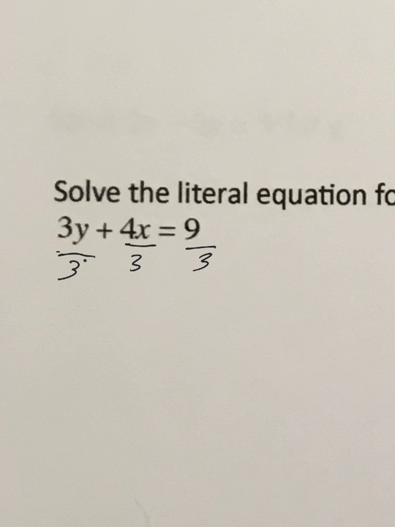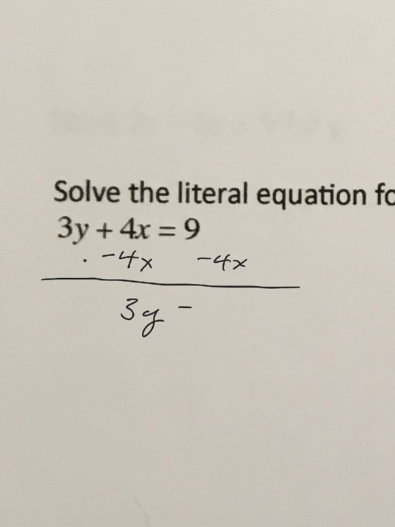Can anyone think of a different starting point? Yes. Subtract 4x, and I agree that would work. That would be a good first start. I subtract 4x from both sides. All right. Remember, it doesn't matter what order things are in here. I'm going to have 3y equals, I'll write the minus 4x first, plus the 9.